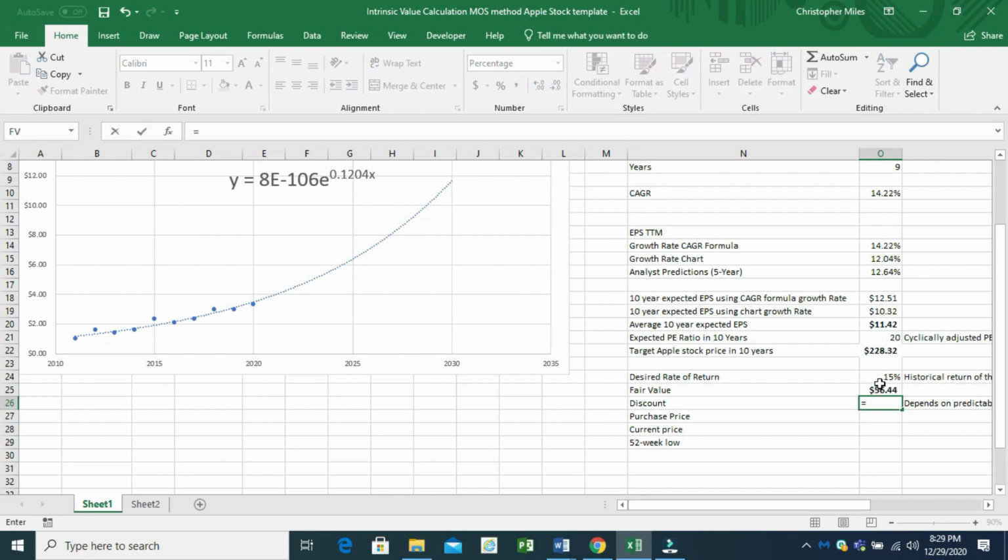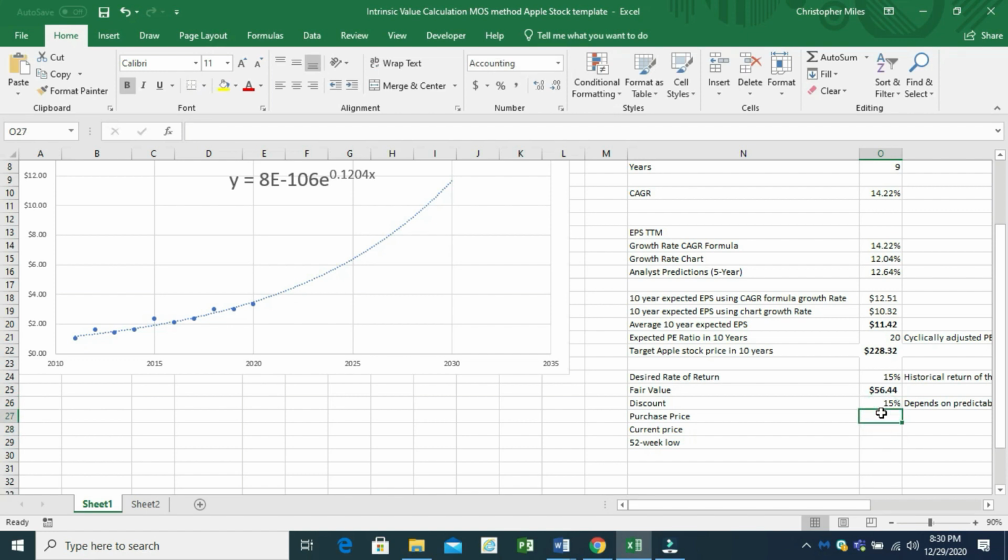So I would be happy to get it at a 15% discount. I feel like that would protect me from permanent long-term losses. So what I'm going to do is just mark this down by 15%. So I'm just going to put 15% in there as the discount I want.